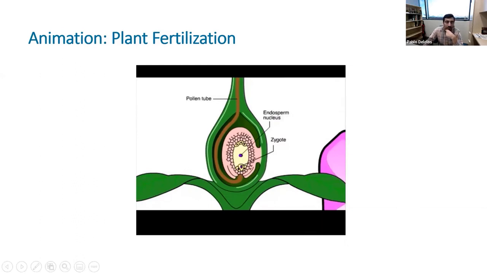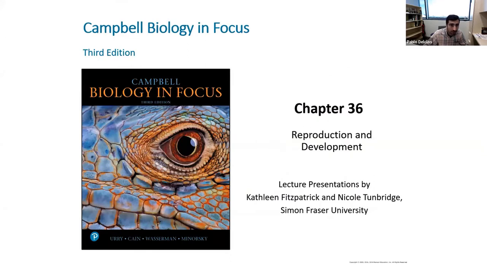All right, so that's essentially the gist of plant fertilization and the plant life cycle, and we'll go into a lot more detail of this tomorrow in class. But for the last half of this supplemental lecture, I want to focus on animals. Specifically, chapter 30 focused on plant reproduction, and 36 will focus on the animal side of reproduction.